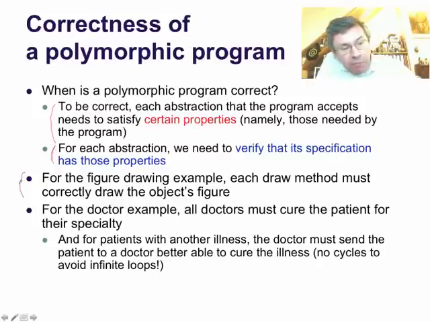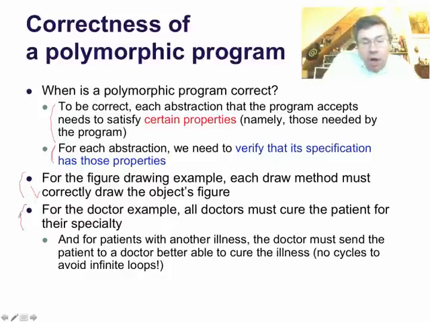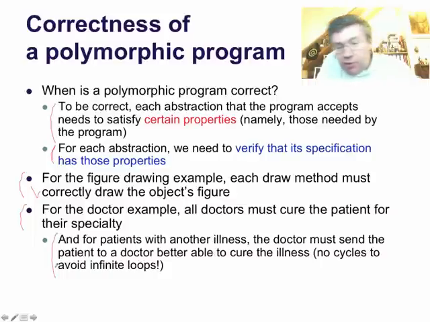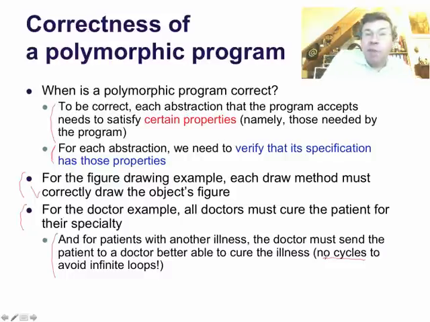And let me just give two examples. For the figure drawing example, it's important that each draw method correctly draws the object's figure. And if that's done, then everything is fine. And for the doctor example, a doctor must be able to cure the patient for their own specialty. And if the patient has an illness that's not covered by their specialty, the doctor must be able to send the patient to another doctor better able to cure the illness. We're assuming there are no cycles in this redirection graph, because otherwise the patient will run around looking at doctors and never get cured.